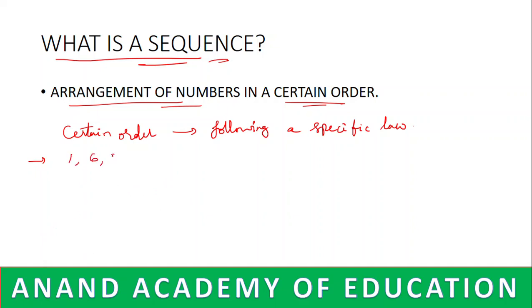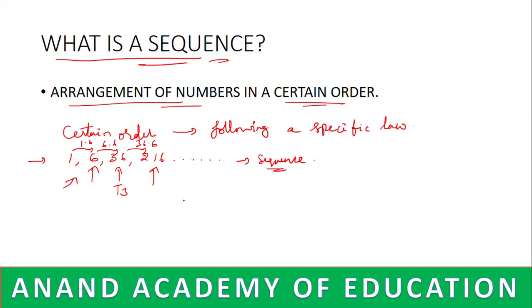1, 6, 36 and 216 and so on. Is this a sequence? Yes, this is a sequence because the second term is formed by multiplying 1 with 6. Similarly, the third term is formed by multiplying the second term with 6. Similarly, the fourth term is formed by multiplying the third term with 6. Here also we can observe a specific order. So we can say that this collection of numbers is a sequence.